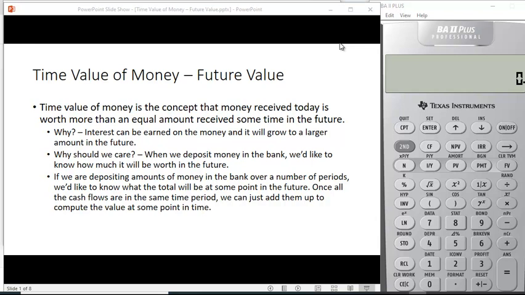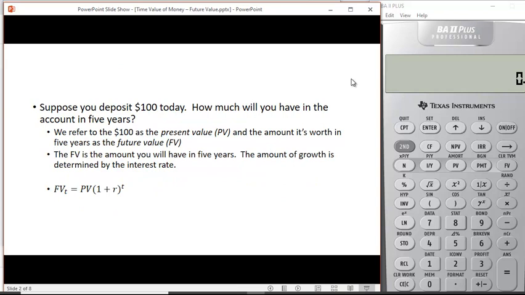You're saving for your retirement, or you're saving for a down payment on a house, or to purchase something. So you'd like to know how much you'll have in the bank in 5 years or 10 years. So suppose you deposit $100 today. How much will you have in the account in 5 years?